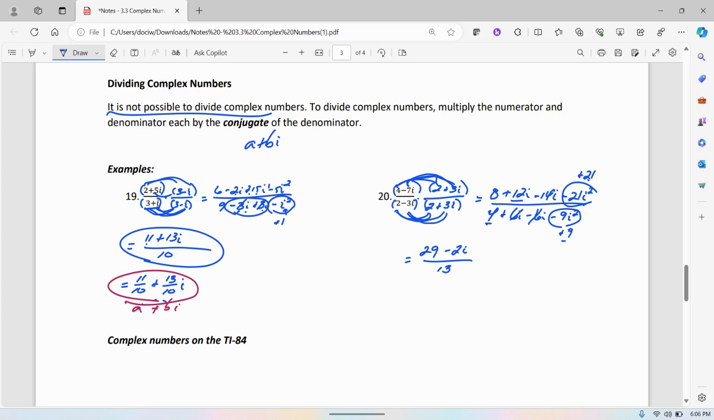Now, again, with these, you often will get fractions unless the problem is set up in such a way that you won't. But they happen a lot. And again, if I'm going to write this correctly in a plus bi form, my a is 29 thirteenths. My b is 2 thirteenths. So I have 29 thirteenths minus 2 thirteenths i. Okay. Now you may have been noticing this statement right here, complex numbers on the TI-84.